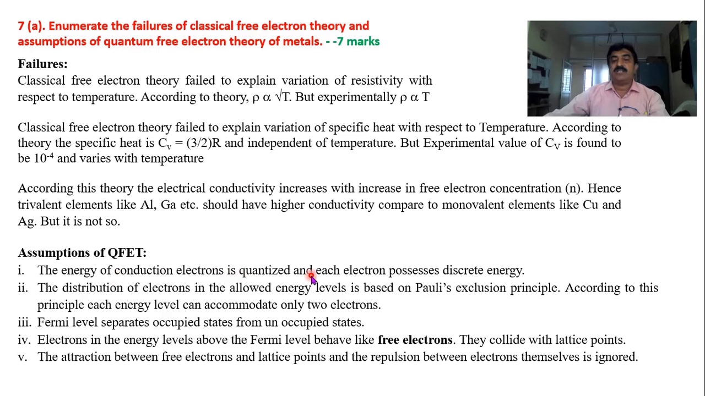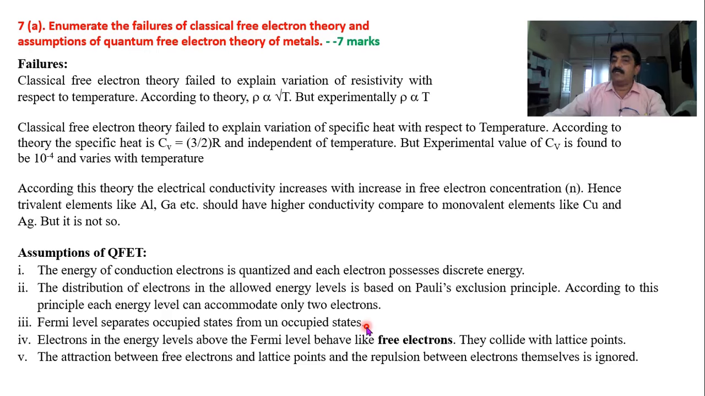Energy of the conduction electron is quantized. Quantized is very important. That is why it is called the quantum free electron theory. And each electron possesses its own energy level. Next, the distribution of electrons in the allowed energy levels is governed by Pauli's exclusion principle. Number of electrons in any level is maximum 2. Fermi level separates the occupied from unoccupied states.